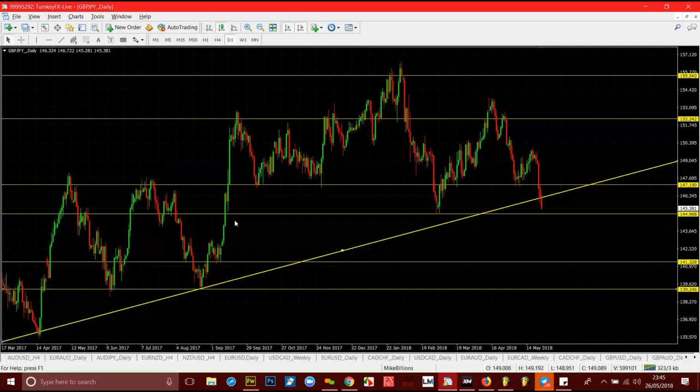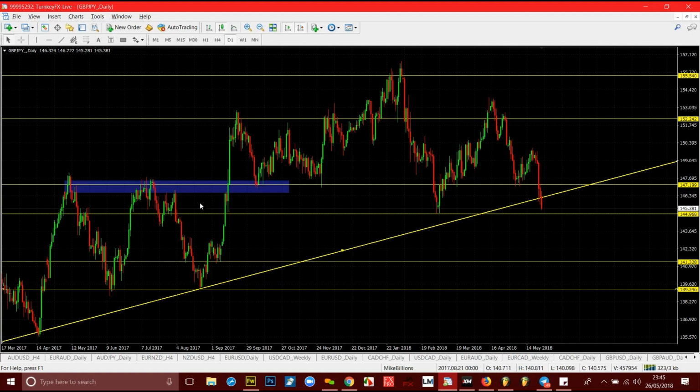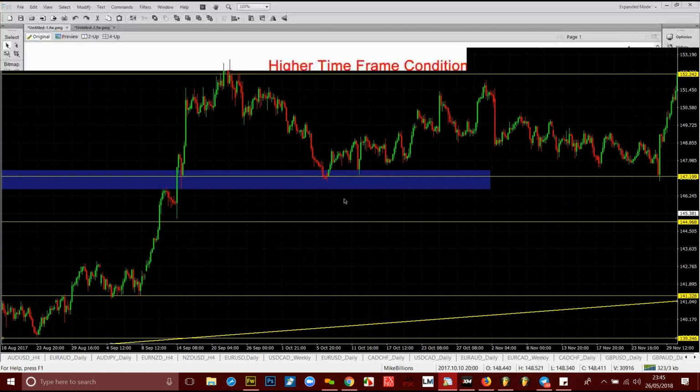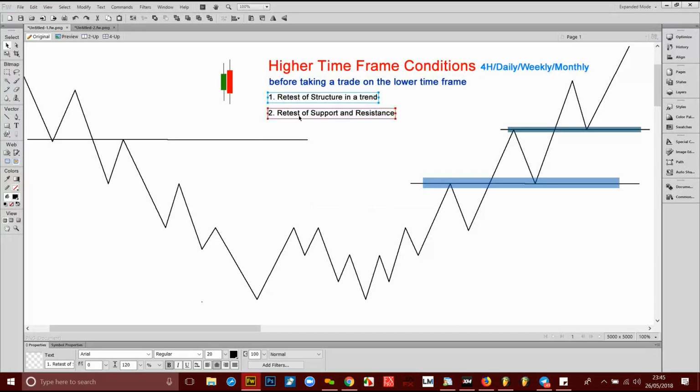So this is what I mean. I need to see this kind of thing happen here. It breaks. It was initially a resistance, right? It broke out of it and it became support. So once I see this, I can now go down to my 4-hour time frame to look for a trade somewhere around here. That's what I mean. Okay. So the next one is a retest of support or resistance.